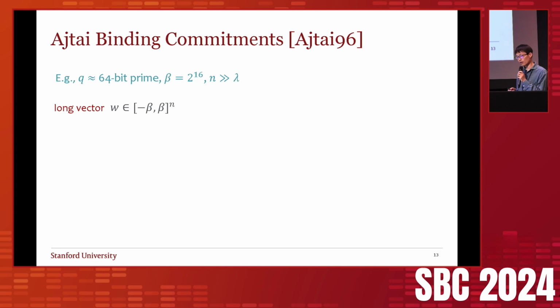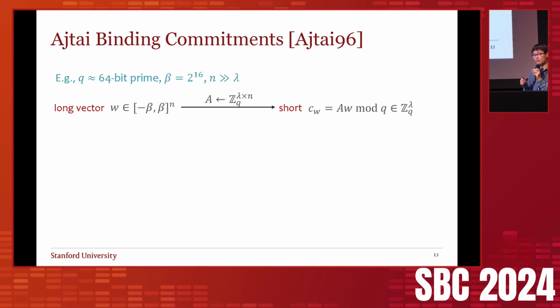And now let me start by reviewing these commitments we use called R-type binding commitments. Again, recall our goal is to compress a long message into a short string. And here, this short string is basically just lambda ZQ elements, where lambda is some parameter related to the security parameter, and Q is some small prime. And we do this by multiplying this message vector with some pseudo-randomly generated matrix A, which is a matrix over ZQ that has dimension lambda by n.